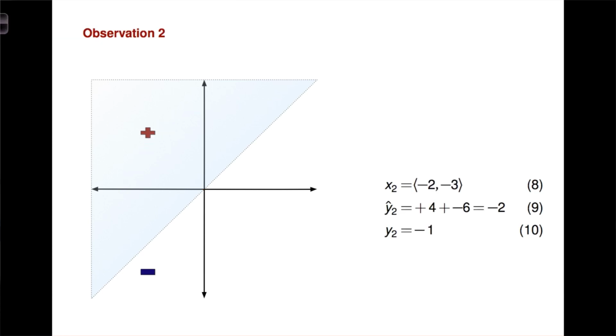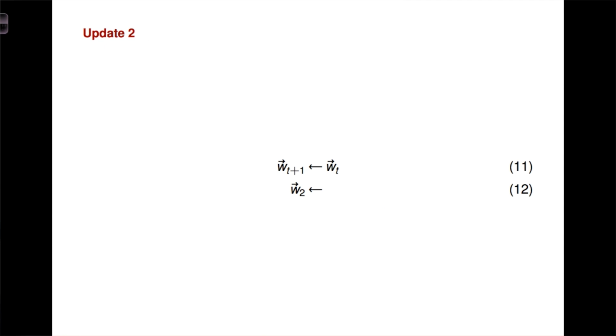Okay, so now let's have a new example come in. This is our second example. And so this is at -2, -3. So we now compute the prediction. We multiply -2, 3 times -2, 2. We take the dot product of that, and we get -2. The sign of that is negative, so we don't make a mistake, and our weight vector remains the same.